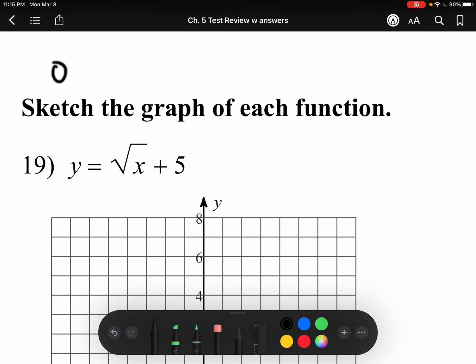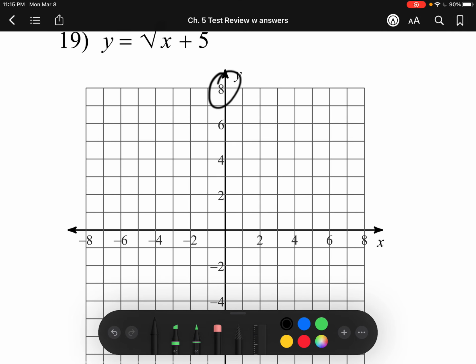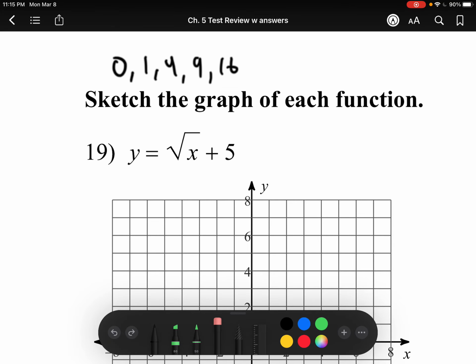Because we could start off with 0, right? The square root of 0 is 0. Then the perfect squares are 1, 4, 9, 16. These are not necessarily our x values, but what we want our radicand to be. So they're probably going to be close to our x values. And we're not going to be able to graph 16 because if you notice, the graphs only go to 8 and negative 8. So we don't even need 16. We could just stop at 9.